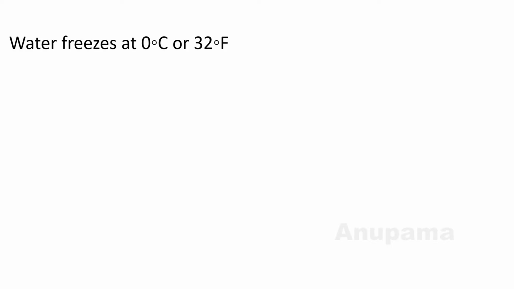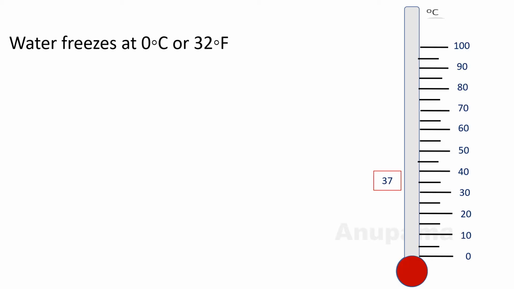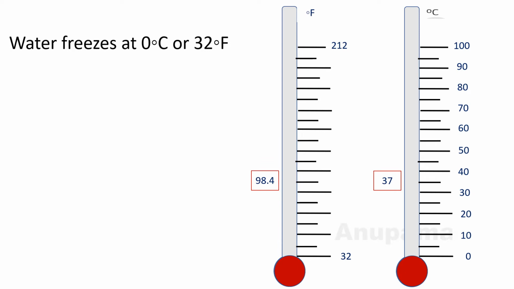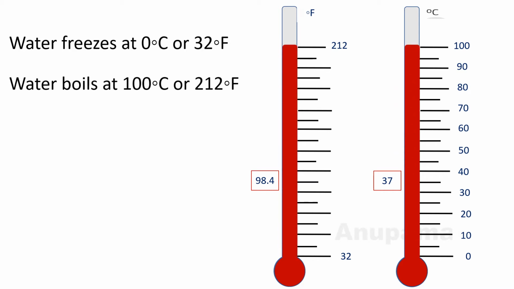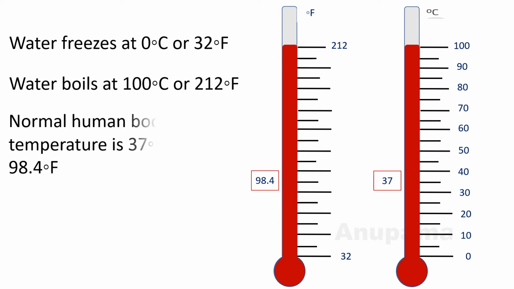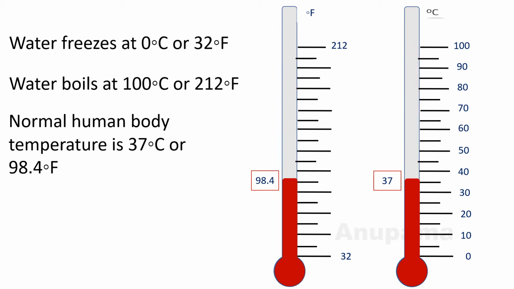If we say that water freezes at 0 degrees Celsius, in Fahrenheit it is 32 degrees Fahrenheit. It is like this. In a degree Celsius thermometer, water freezes at 0 degrees Celsius, and according to Fahrenheit we say that water freezes at 32 degrees Fahrenheit. Now, water boils at 100 degrees Celsius, or in Fahrenheit we will say 212 degrees Fahrenheit. Normal human body temperature is 37 degrees Celsius, or in Fahrenheit we will say it is 98.4 degrees Fahrenheit.